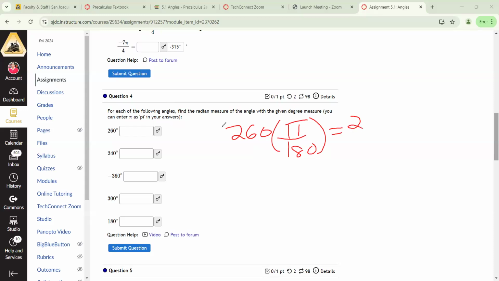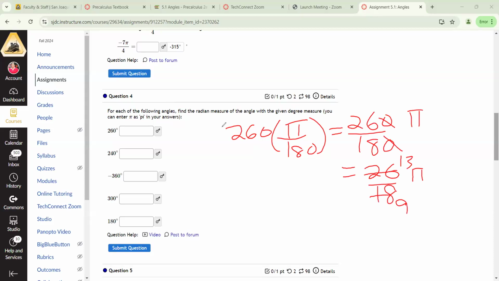When we do that, we can reduce 260 over 180 and then write pi with that. The 0 will cancel. 26 over 18, and here is a pi. They both are divisible by 2. So you're going to have 26 divided by 2 as 13, 18 divided by 2 as 9. So this answer would be 13 over 9 pi, which they have written as decimals. You can do the decimal answer also. Fill the value of pi in the calculator and you will have 4.537.